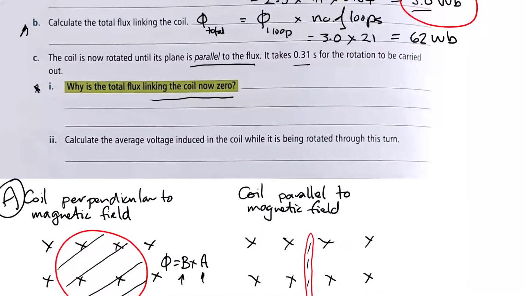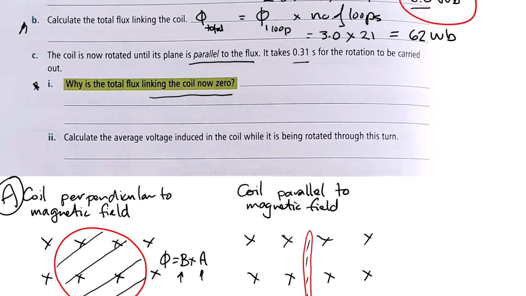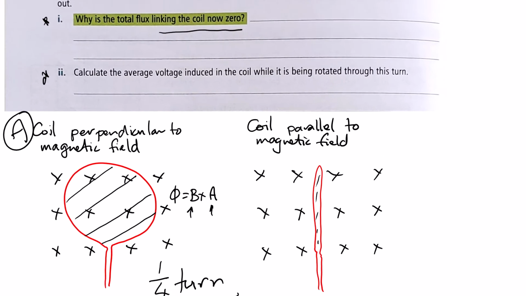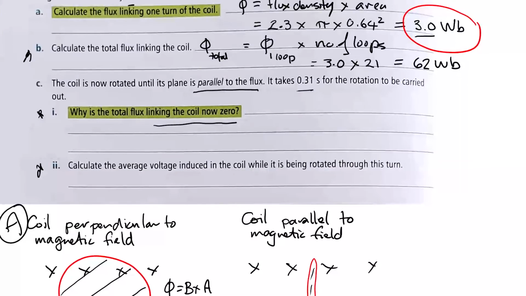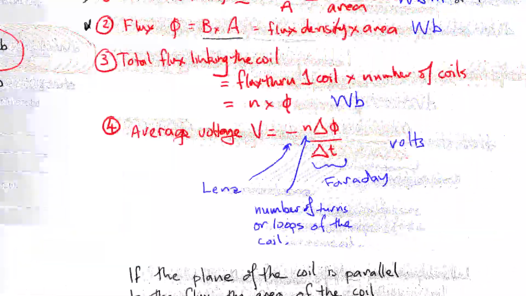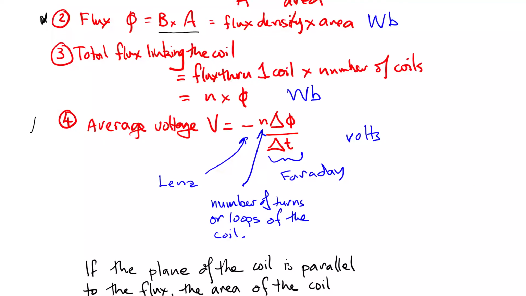Part 4, calculate the average voltage induced in the coil while it's being rotated through this turn. So it's being rotated from perpendicular to parallel, so that's 1/4 turn, 1/4 turn, and it's taking 0.31 seconds. So what equation do we have that we can use for this?